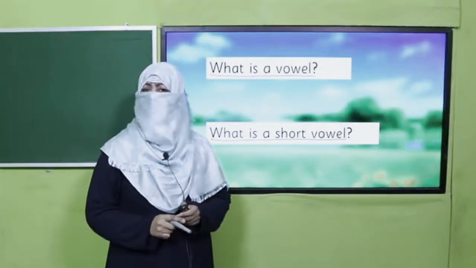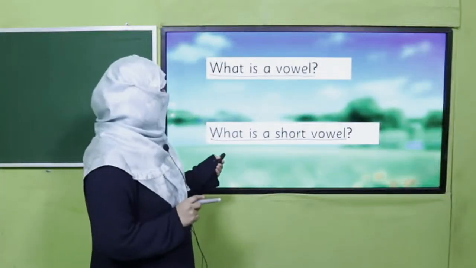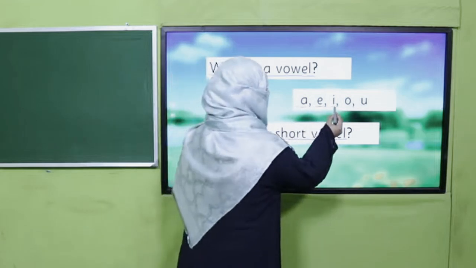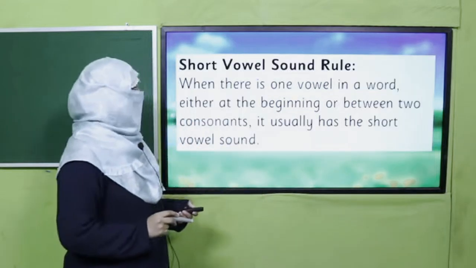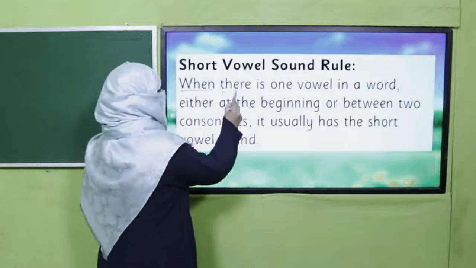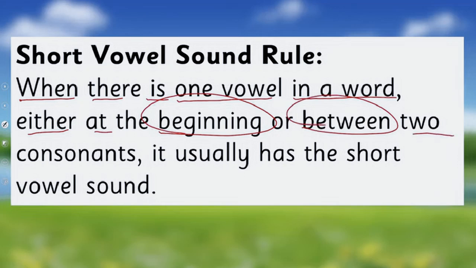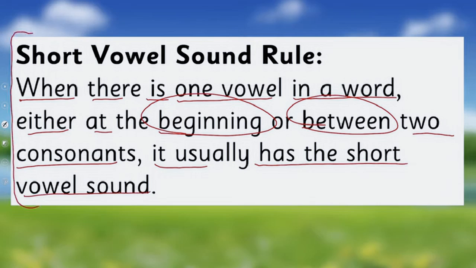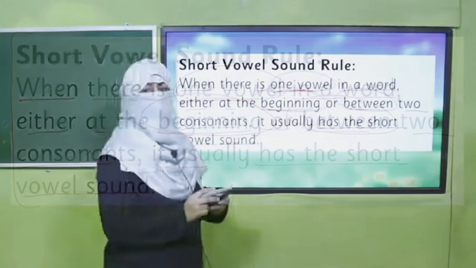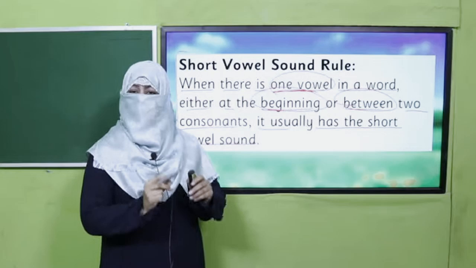Yes, my dear students, I hope you know and you remember the vowels are A, E, I, O, U, and short vowels which we have learned. When there is one vowel in a word, either at the beginning or between two consonants, it usually has the short vowel sound. This is generally short vowel sound: when a vowel comes alone, at the beginning, or between two consonants, the vowel gives its short vowel sound.